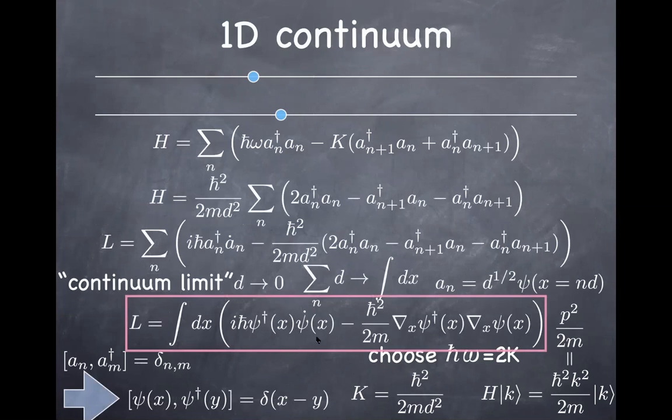So psi of x is an operator that annihilates a particle at position x, and psi dagger of x is an operator that creates a particle at position x. They satisfy this commutation relation, which is now given by the delta function. And we came up with this term, which represents the kinetic energy of the particle.